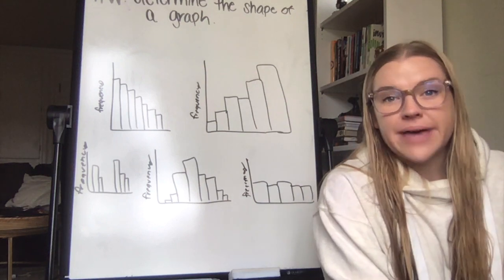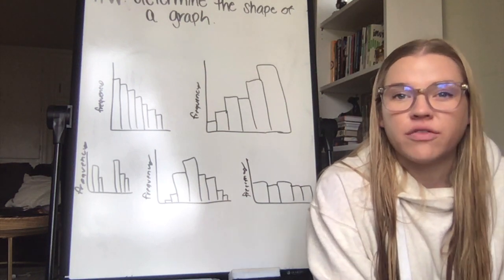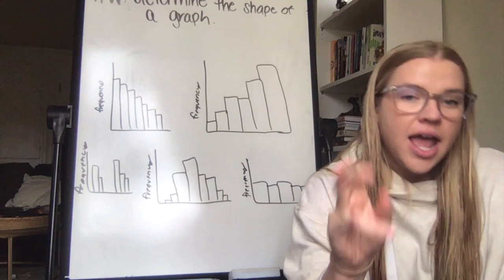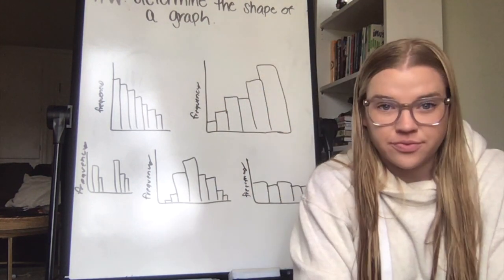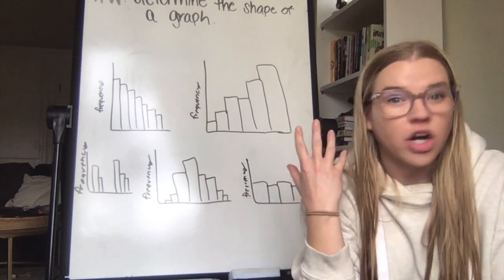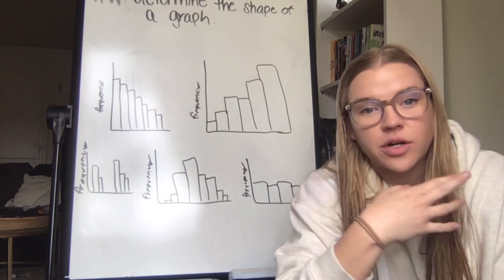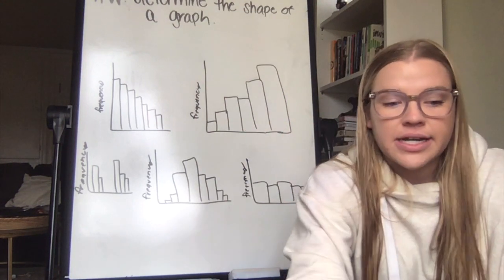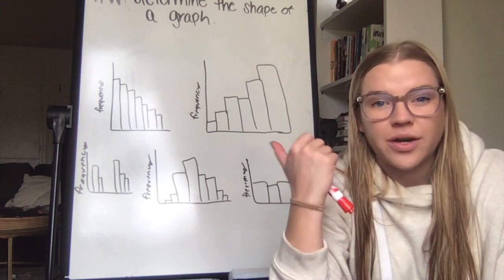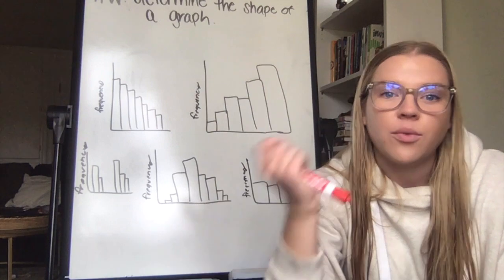Hi guys, welcome back. Today I am going to be going over a relatively quick lesson on how to determine the shape of a graph. All of the graphs that I drew up here are histograms, but this also works on other types of graphs as well, especially like dot plots. It's all the same idea. I just wanted to show you on a histogram. I'll show you on a dot plot as well what it means.